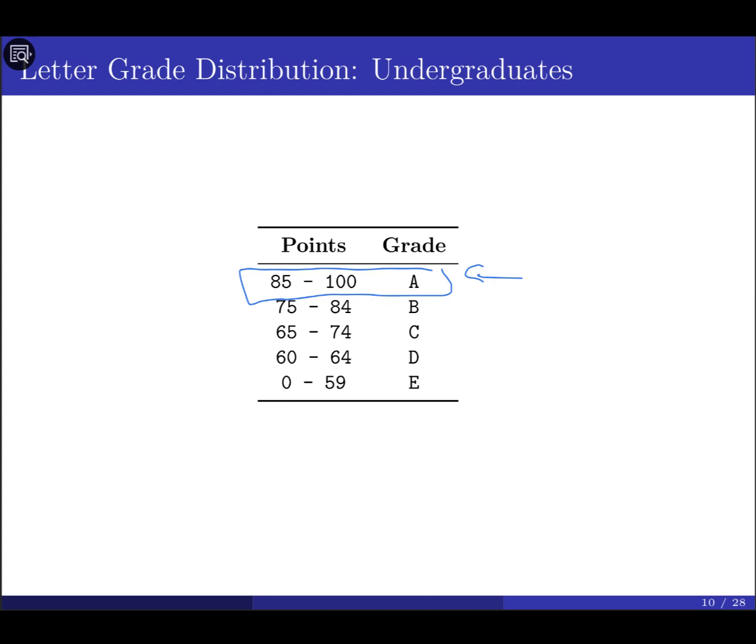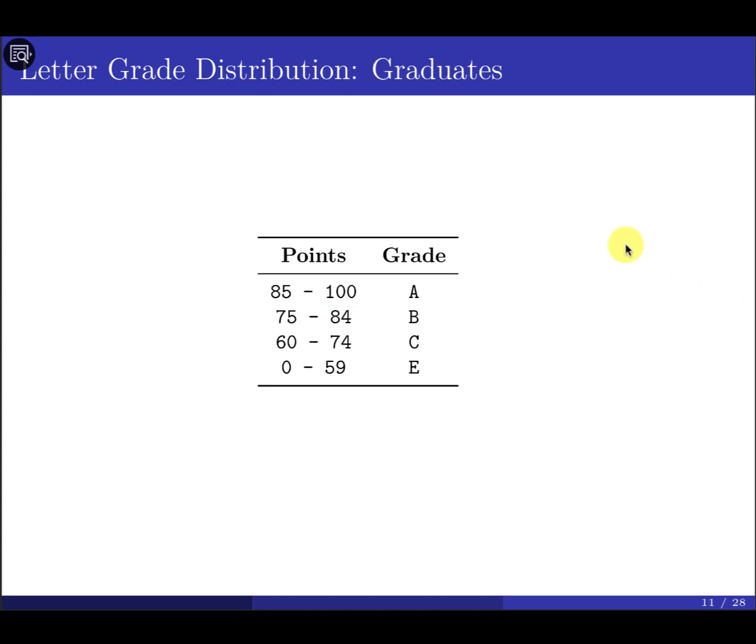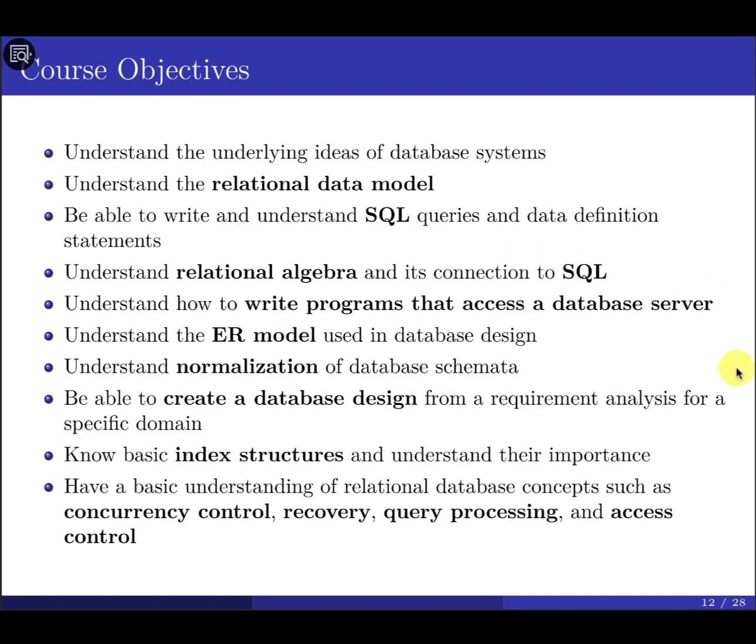Okay? So this is the grade distribution for the undergraduate students, and this is for the graduate students. So what's the course objective? By the end of the course, we are going to understand the underlying idea of the database system. Just to give you an idea, what do you mean by the database? What do you mean by the database management system? For example, you hear MySQL, PostgreSQL, Oracle, etc. What do you mean by these?